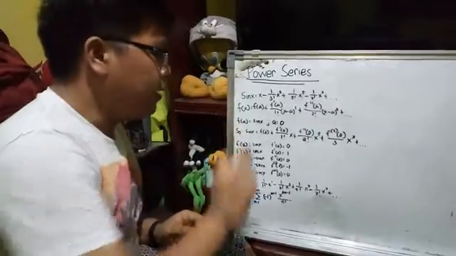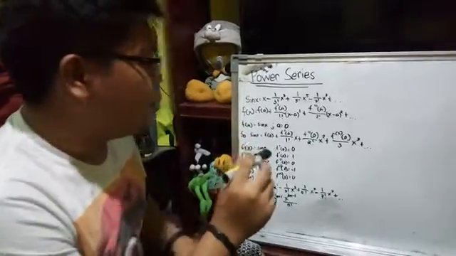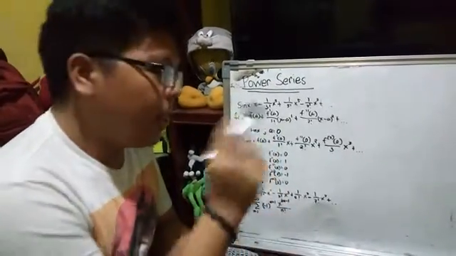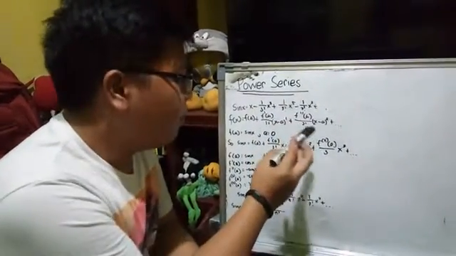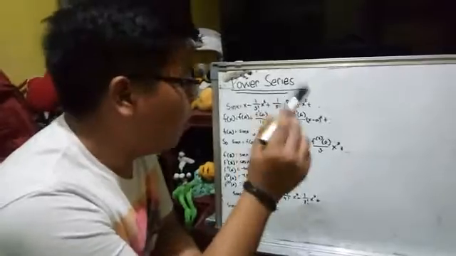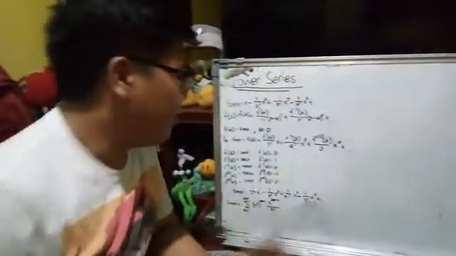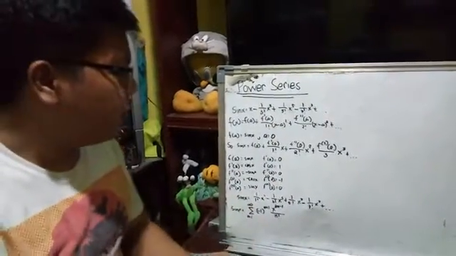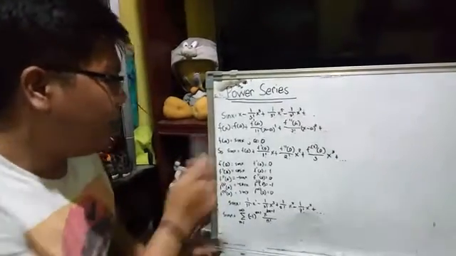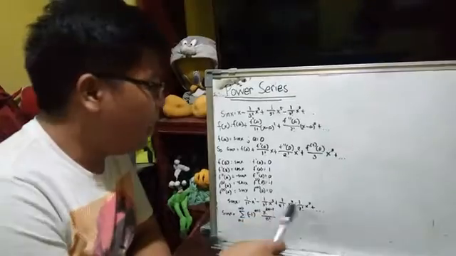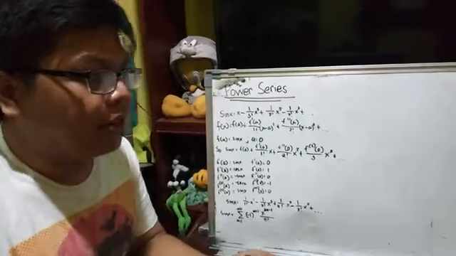First, the function of x is equal to the function of a plus the function of a prime over 1 factorial times x minus a raised to 1, plus the function of a double prime over 2 factorial times x minus a squared plus dot dot dot. Here, we're going to assume that the function is sine x and the value of a is equal to 0. So we're going to use now the Maclaurin series.